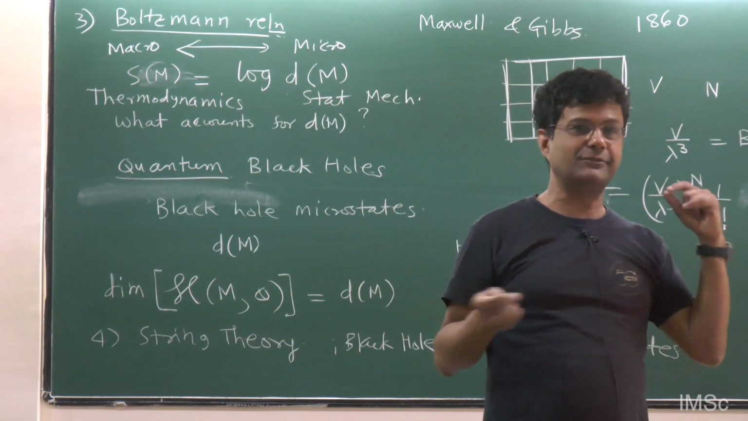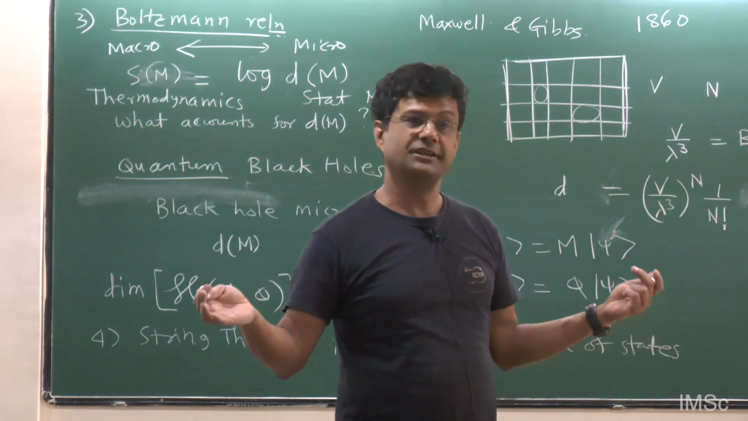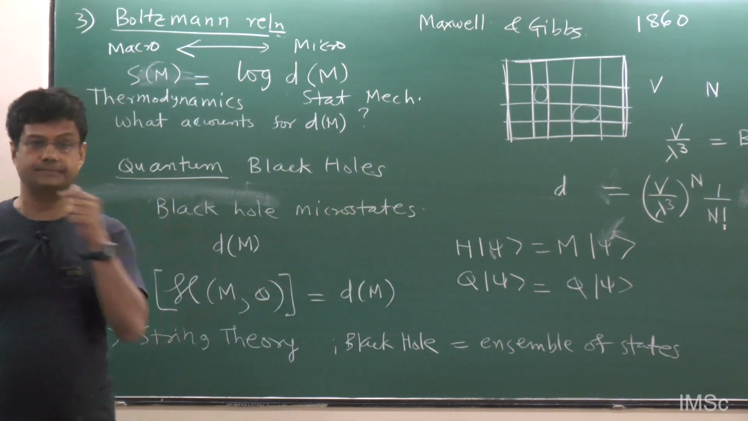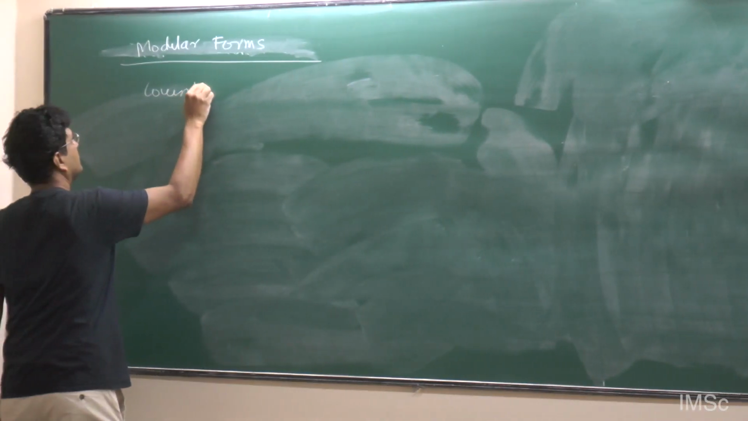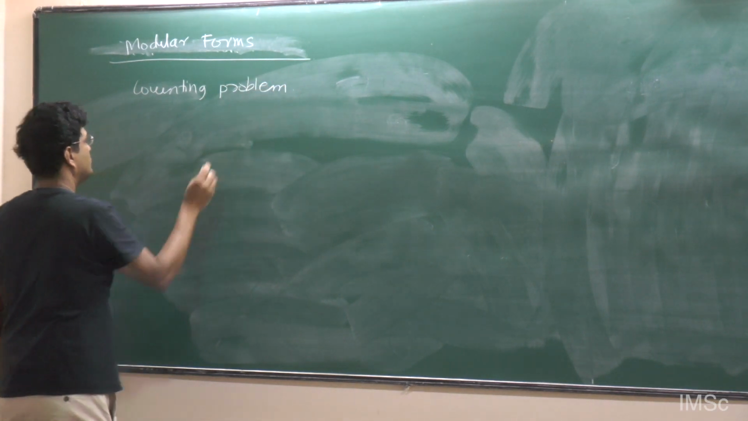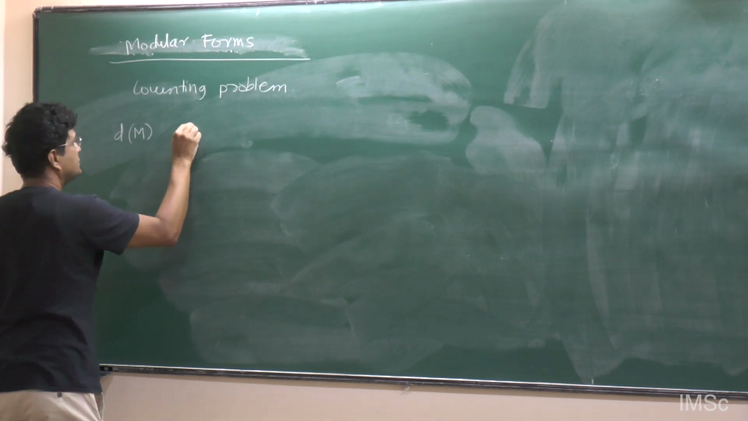Of course, kinematic to the extent you still have to know what your Hilbert space of the theory is. But once you know the Hilbert space of the theory, it's a counting problem. And that's where the modular forms come into the picture. So calculating d of m in general reduces to a counting problem.